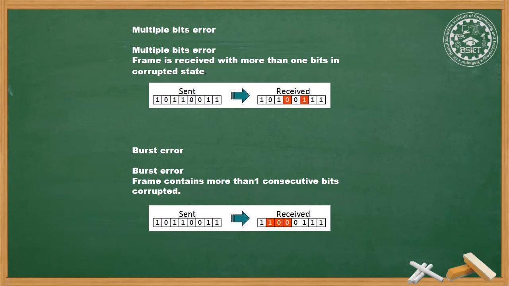Then there is also one more type which is multiple bits error. Frame is received with more than one bits in corrupted state. So here you can see more than one bits are changed due to error. Then third type is burst error. In burst error, frame contains more than one consecutive bits corrupted. So in burst error, consecutive bits will be changed.